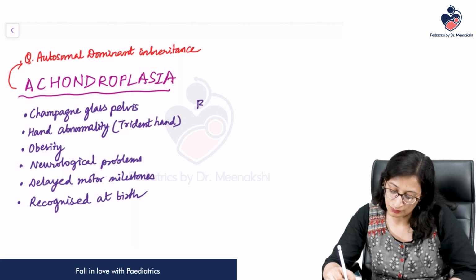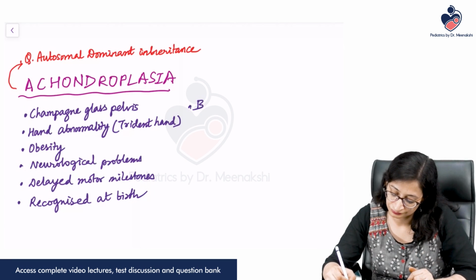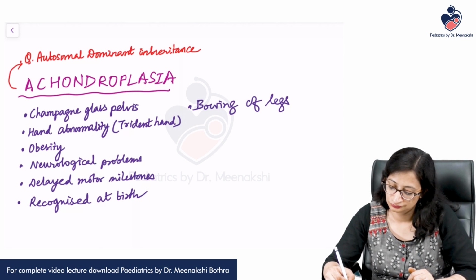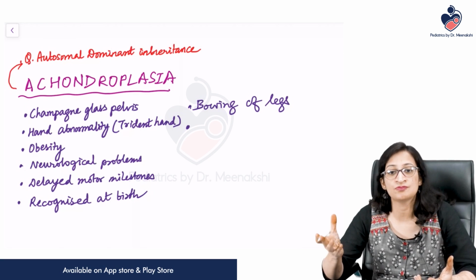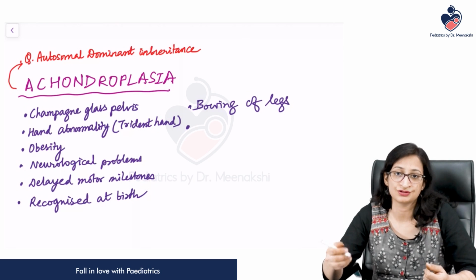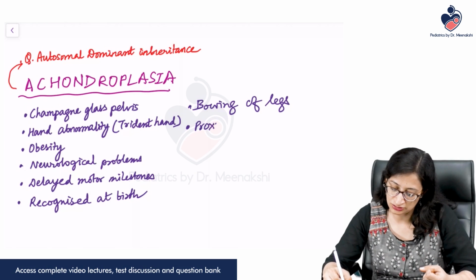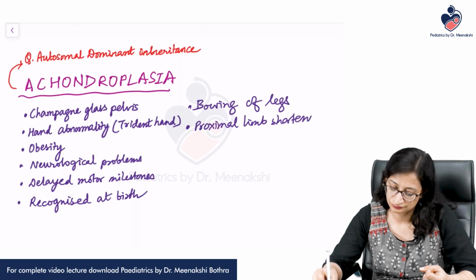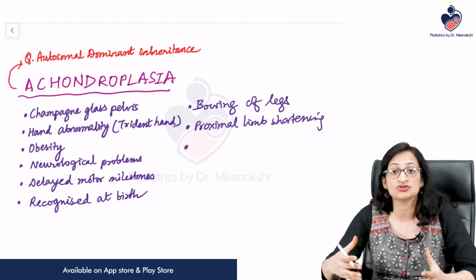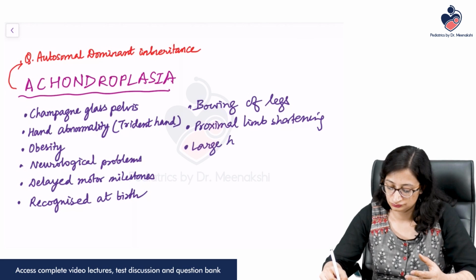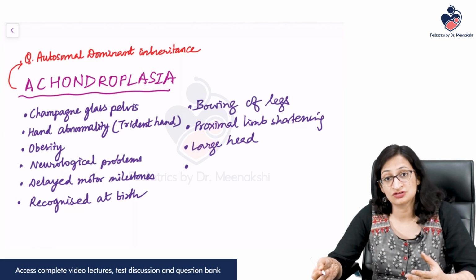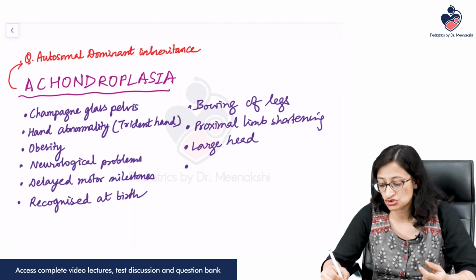Apart from that, you can get bowing of legs. There is shortening of the limbs, right? But it is mainly the proximal part of limbs that is shortened. So, proximal limb shortening. These individuals have got a large head. Short stature is there in them, of course. Short stature with short limbs.